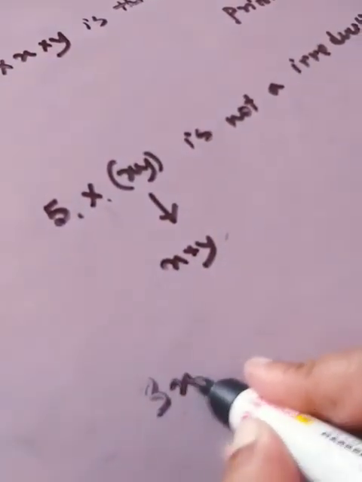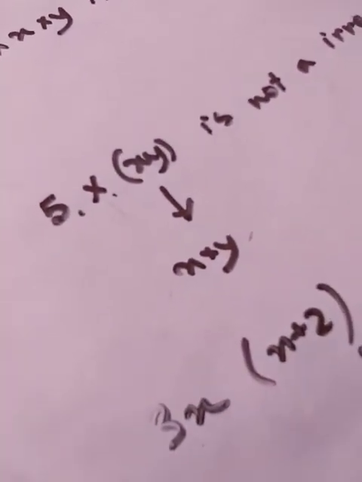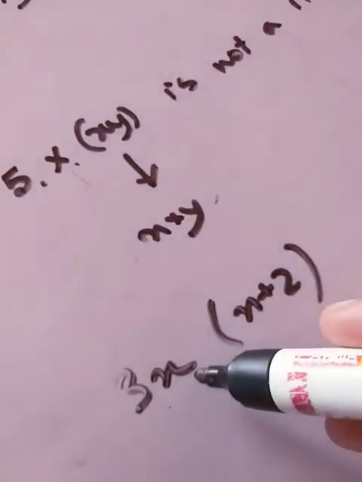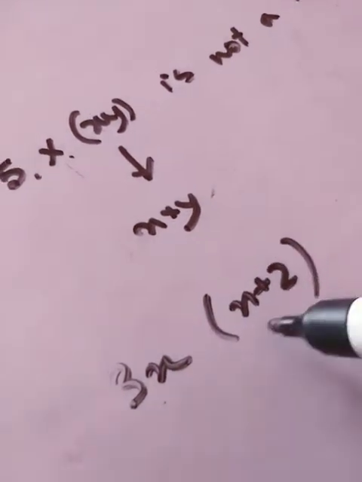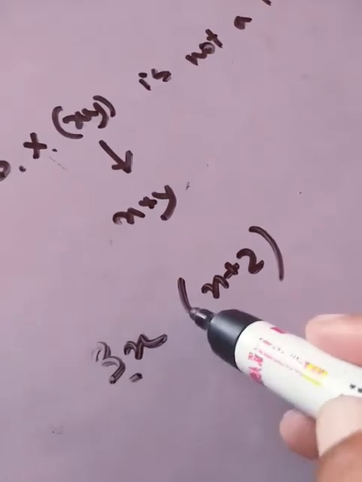Okay, so let us take another example, suppose 3x plus 2. Now this expression is carrying 3x and then again a bracket is starting, x plus 2. So what is the sign between these two? There is one multiplication sign there.